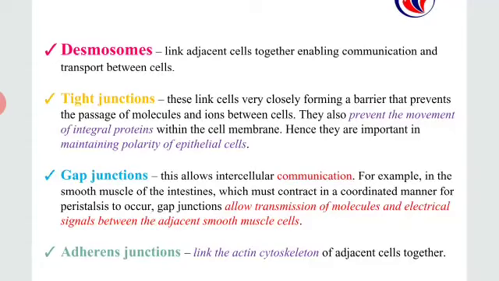But for example, the desmosomes link adjacent cells together and enable communication and transport between the two cells. The tight junctions prevent movement of integral proteins. They keep them in position. Because these integral proteins could be enzymes, you want them to be in that particular location. So you need a tight junction at that point. They could also be involved in maintaining polarity.